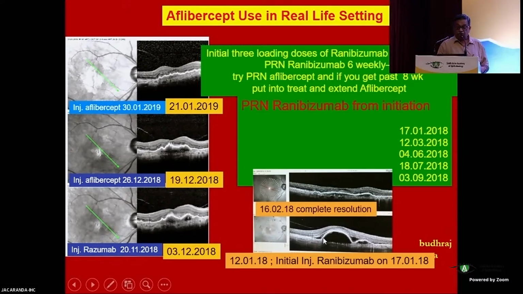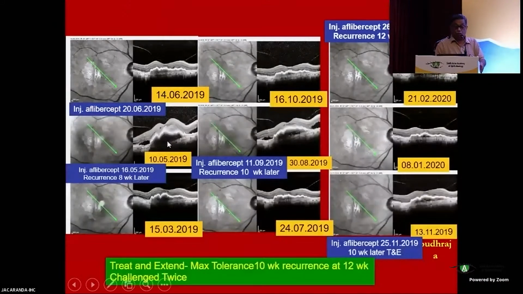Now this was the initial lesion. Initially it showed great result, but requiring injections every 6 weeks. So we shifted to aflibercept. And with aflibercept, what happened? We find that the first recurrence occurred after 8 weeks. We thought, okay, let's see what happens next time. Went back. The second time, the recurrence occurred after 10 weeks. And then we again persisted. Again, he had a recurrence after 10 weeks. Followed up the third time, and we realized when you go to 12 weeks, he gets a recurrence.